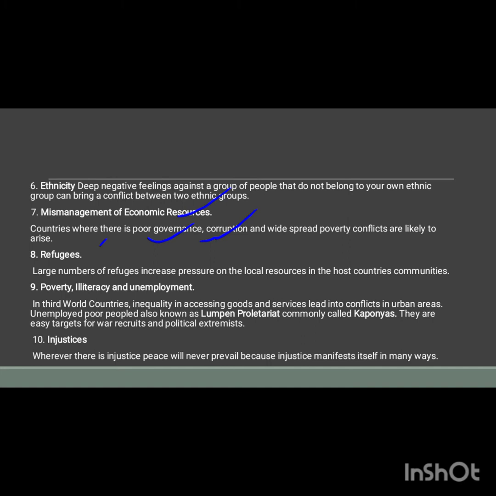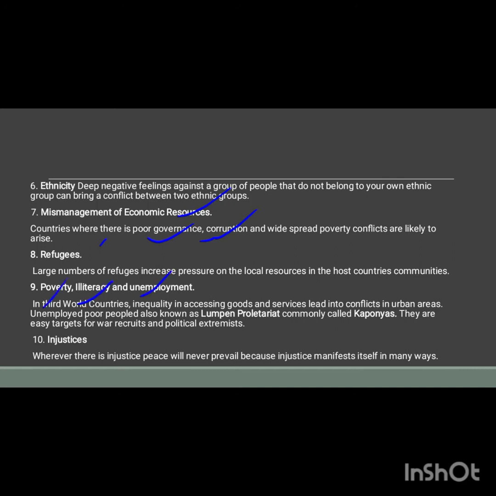People will start saying, they are taking our income. These people are taking things from us. So refugees increase pressure on the local resources because they would want to eat as well. At the end, they would also want employment. The same refugees. That's how it is. So that may bring what? Conflict. People start fighting.